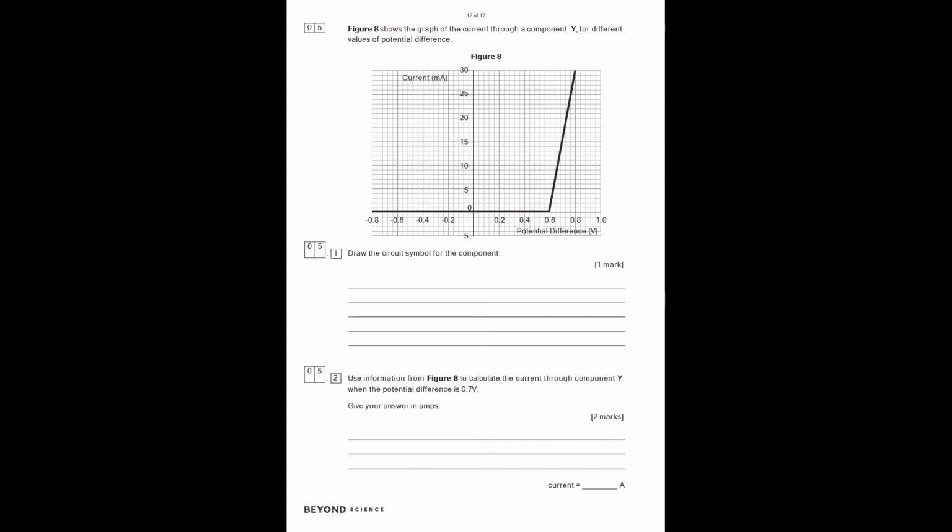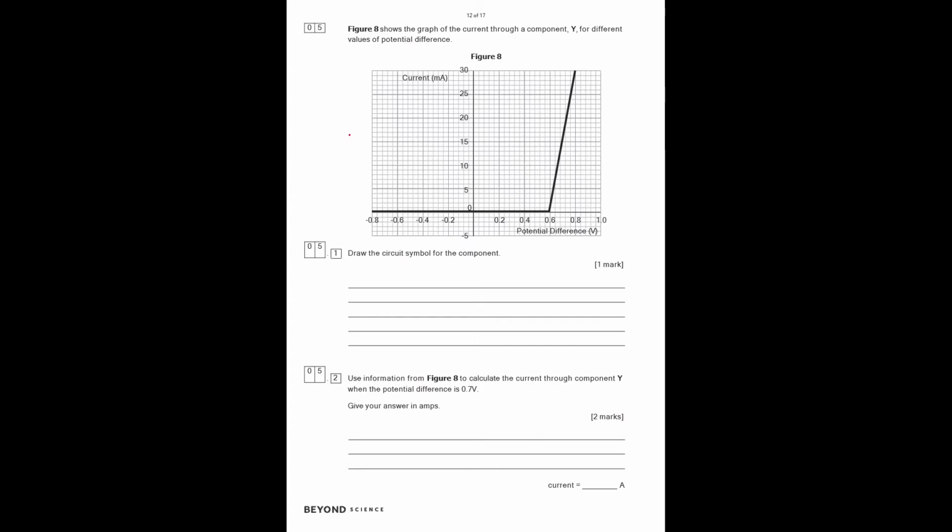Right, question 5. Figure 8 shows the graph of the current through a component Y for different values of potential difference. Draw the circuit symbol for the component. Well, which component is this?